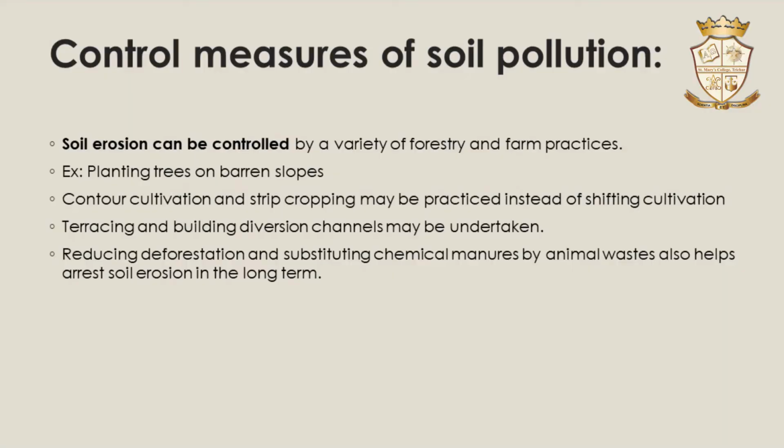Next, the control measures of soil pollution. Soil erosion can be controlled by a variety of forestry and farm practices. For example, planting trees on barren slopes, contour cultivation, and strip cropping may be practiced instead of shifting cultivation. Terracing and building diversion channels may be undertaken. Reducing deforestation and substituting chemical manures with animal waste also helps arrest soil erosion in the long term.